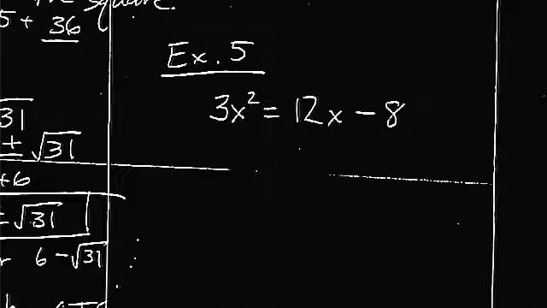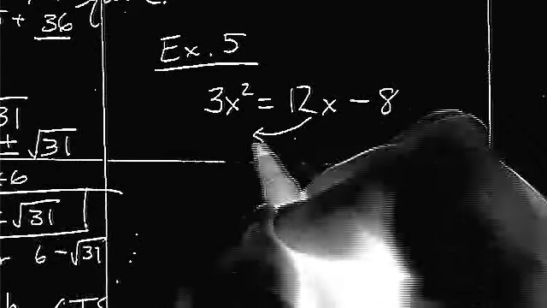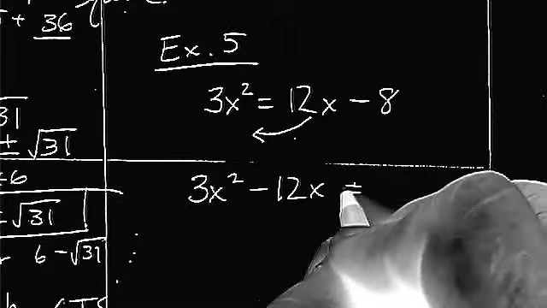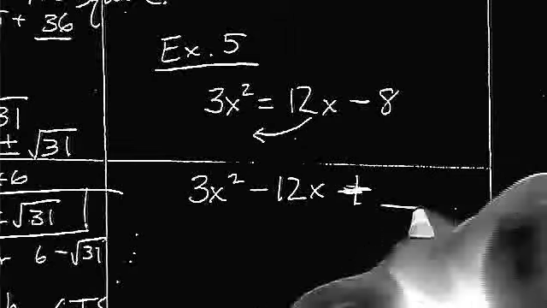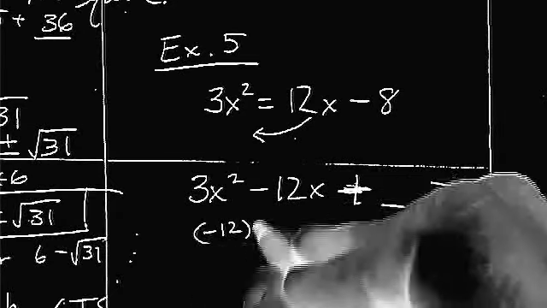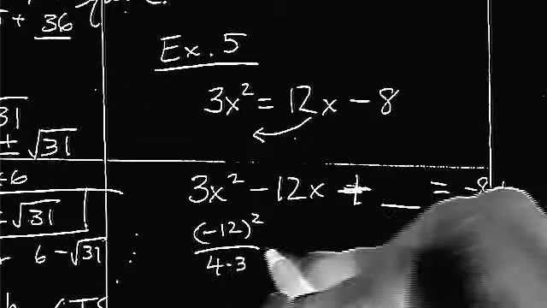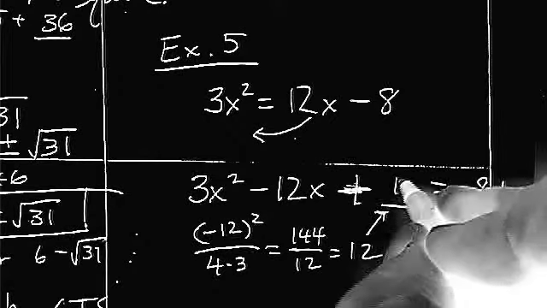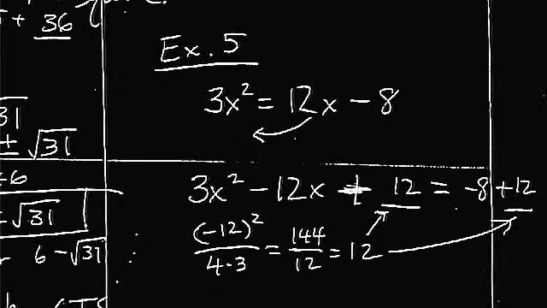Example 5 is one that we might have to practice a little bit to make sure you guys understand it, because this is where the b squared over 4a trick really comes in to help you. I am going to take this term and move it to the other side. So I've got 3x squared minus 12x, plus something equals negative 8 plus something. I need to leave myself a little bit of space here, because I'm going to try that b squared over 4 times a trick, and that's going to give me 144 over 12, which is 12. So that's going to go on both sides of the equation.